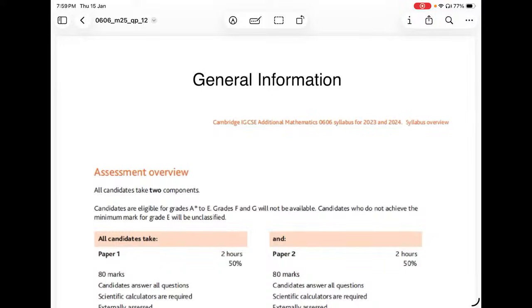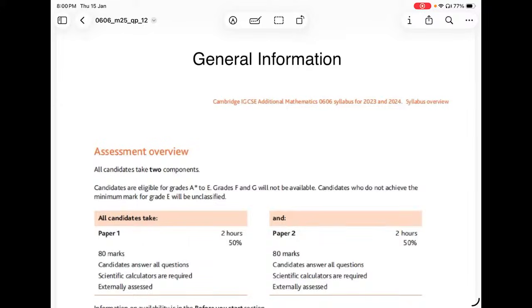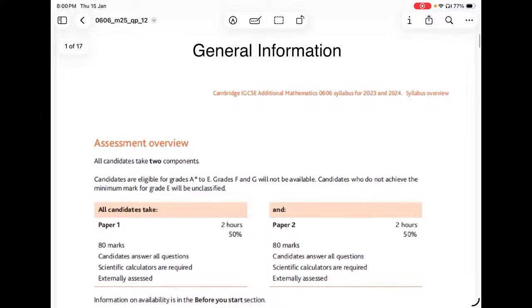Today is the bonus lesson, and today we'll be covering paper one of the IGCSE Math syllabus based on the 2025 to 2027 syllabus. Before we move on to the paper itself, some general information is given here. As you know, there's a very big change published by the Cambridge Board from 2024 to 2025. Previously in 2023 and 2024, both the papers included calculators. So the scientific calculators were required for both the papers.